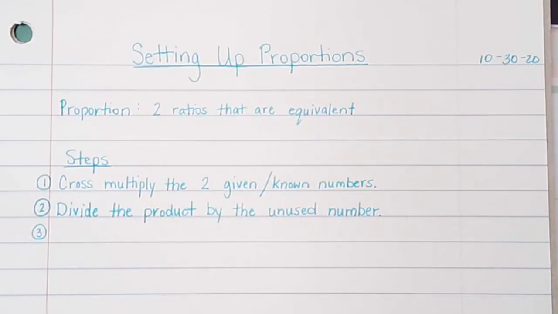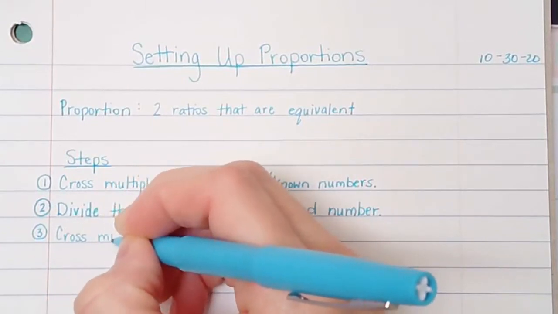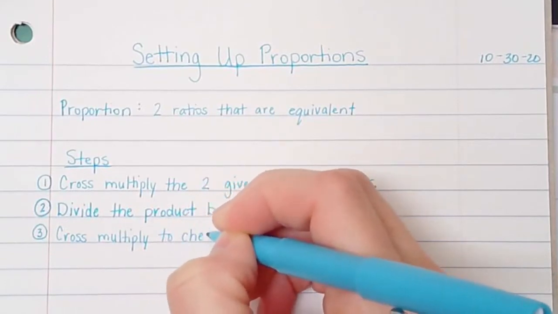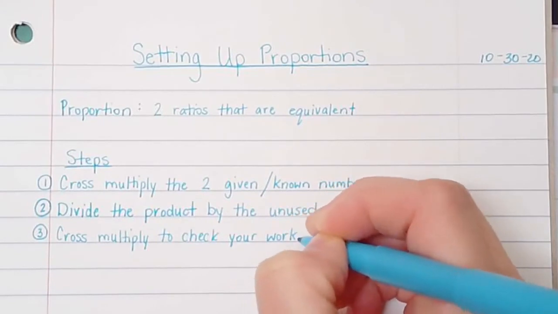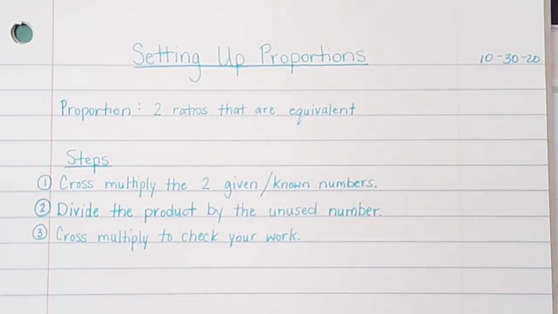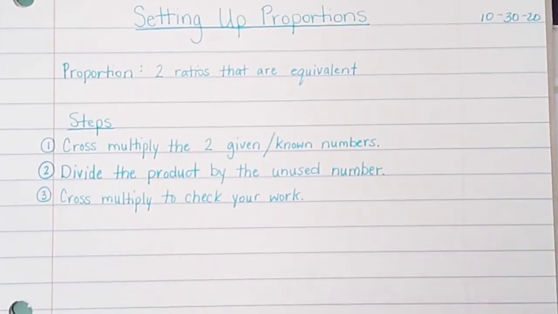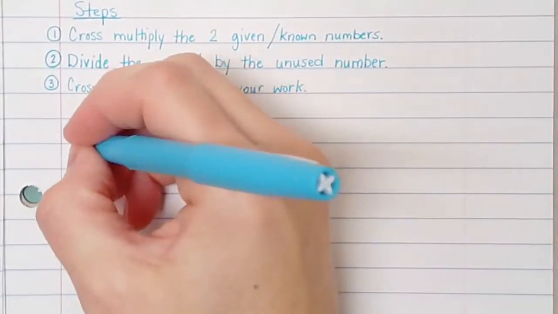All right. Last step, cross multiply to check your work. All right, and those are the only steps. If you need to pause me to get those written down, you can. For the sake of time, I'm going to keep going and do some examples so that you can see these steps actually in work. All right, so some examples.